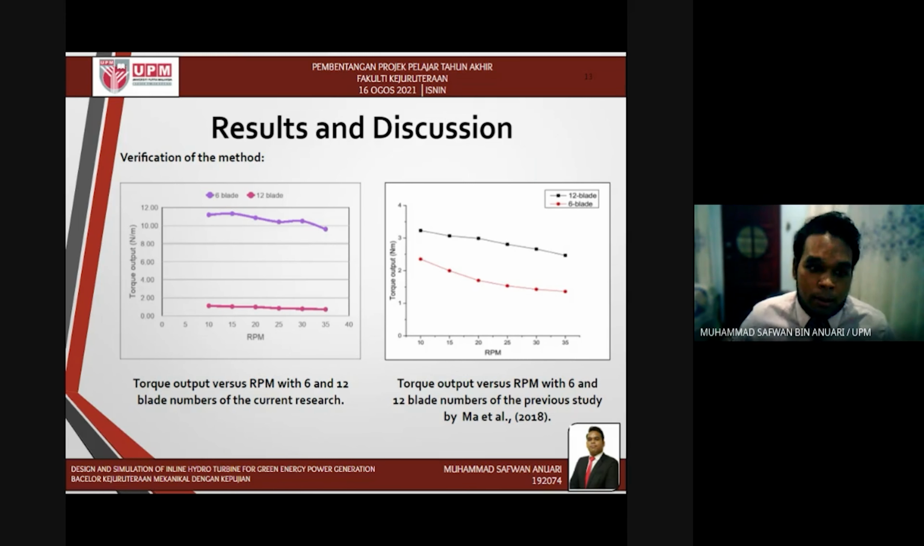Therefore, the numerical simulation may proceed further to investigate the best number of blades of the proposed design that will produce the highest torque and output power.